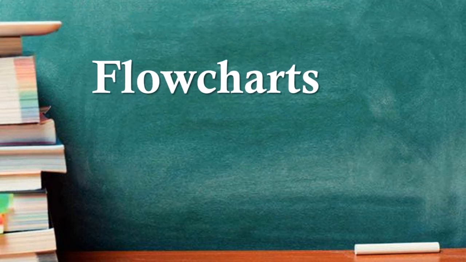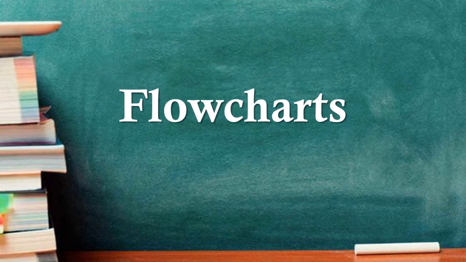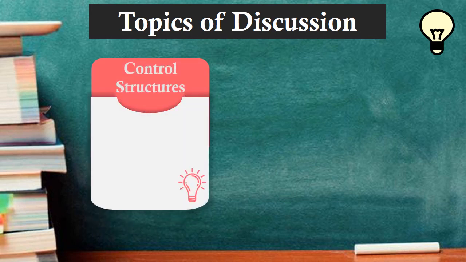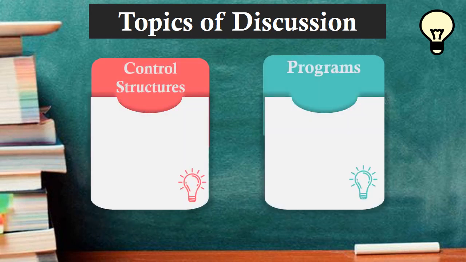So this is week 7, and the unit is chapter number 3, flowcharts. Topics that we are going to cover in this video are control structures and programs. In control structures, we will discuss sequence.